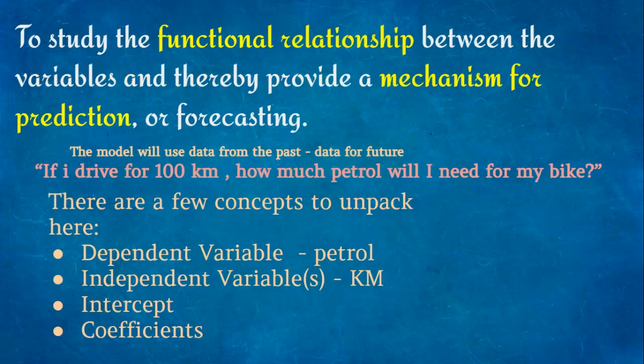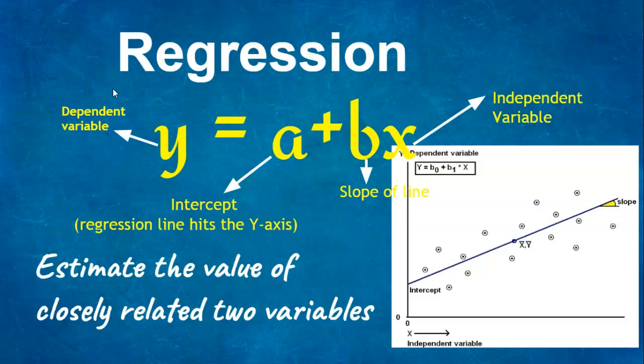We discussed the definition of regression. What is the definition? It is the study of the functional relationship between variables, and thereby provides a mechanism for prediction. Here we are talking about variables. What variables do we have? One is the dependent variable and another one is the independent variable, and in the equation we also have two constants: one is the intercept and another one is the slope of the line.